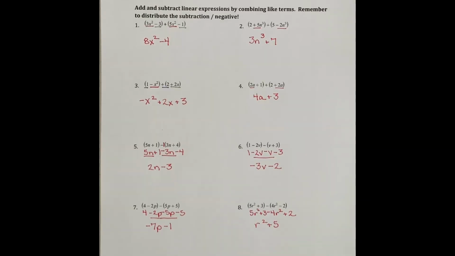Number 2, 3n to the third plus 7. Number 4, 4a plus 3. Number 6, negative 3v minus 2. And number 8, r squared plus 5.